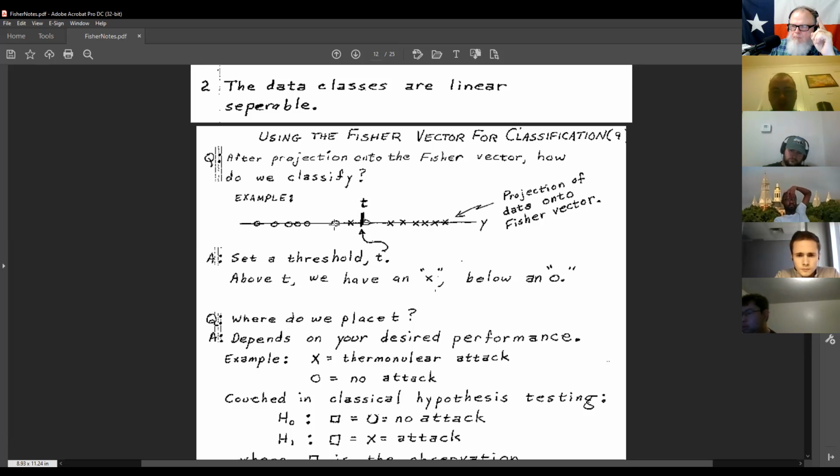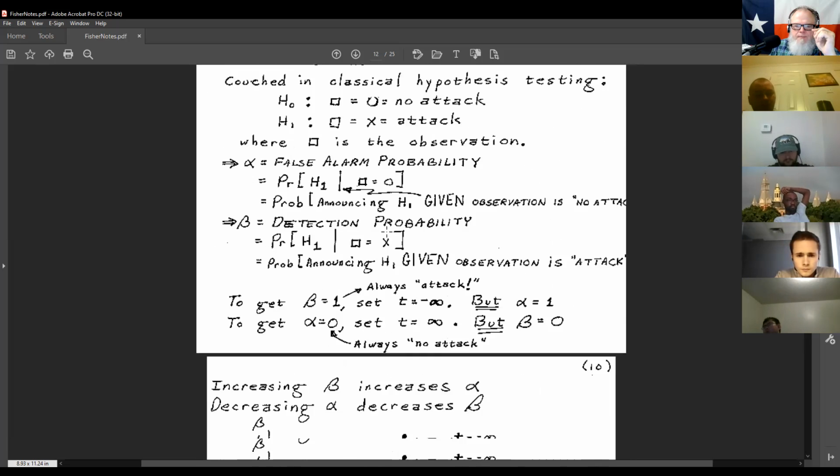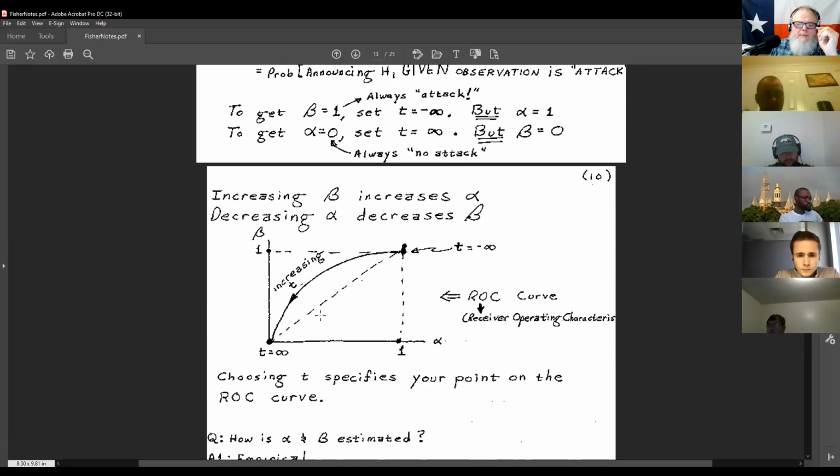And so I can plot a parametric curve, which I do right here. In all of these cases, we have a false alarm versus a detection probability. For a given value of T, this is the false alarm, and this is the detection probability. As we begin to increase T, we begin to go down on this curve. This curve then is your trade-off. It tells you the trade-off that you can have between the detection probability and the false alarm probability.